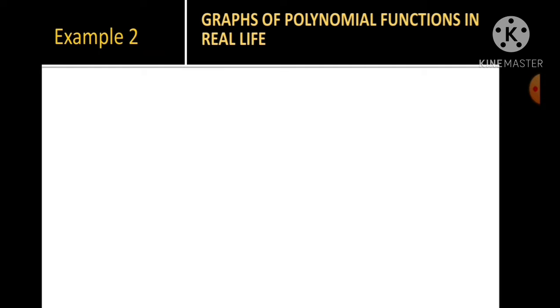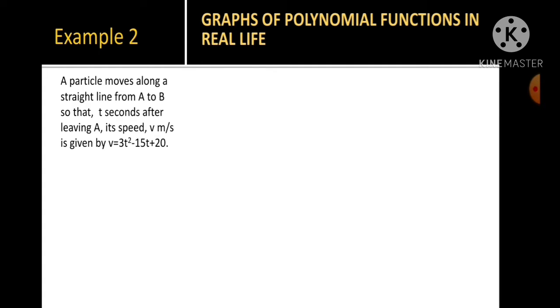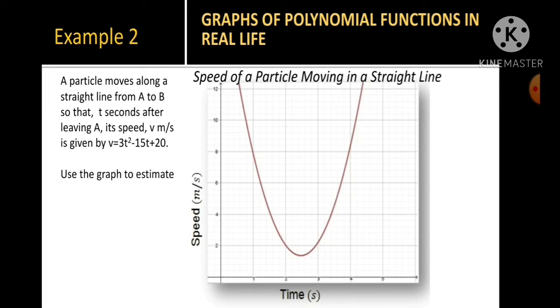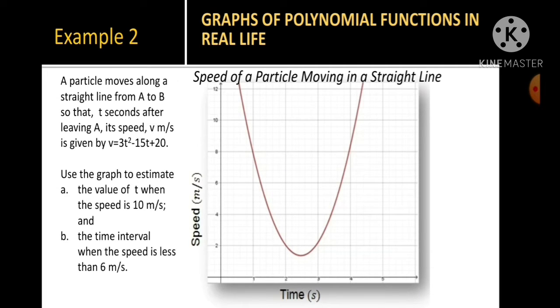Now let us discuss how the graphs of polynomial functions are used in real-life situations. The first example: a particle moves along a straight line from A to B so that t seconds after leaving A, its speed v meters per second is given by v = 3t² - 15t + 20, as shown in the graph. Let us use the graph to estimate the value of t when the speed is 10 meters per second and the time interval when the speed is less than 6 meters per second.